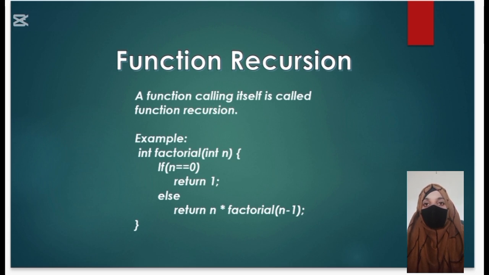Function recursion. Function recursion is the most interesting part of function. A function calling itself is called function recursion. For example, we see in the function factorial that it has called its own self. It is a perfect example of function recursion.